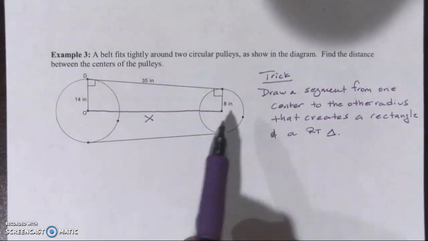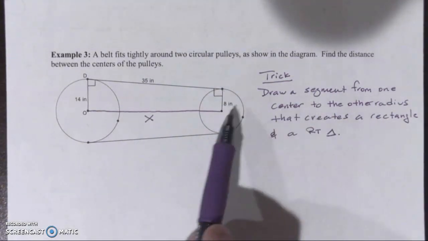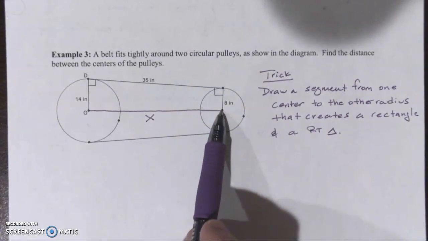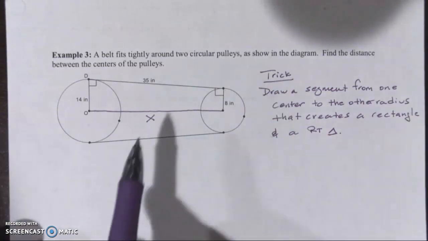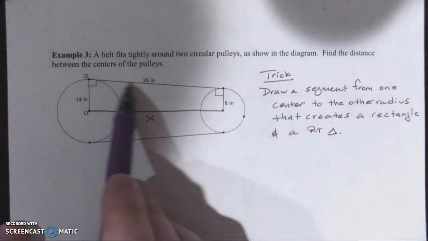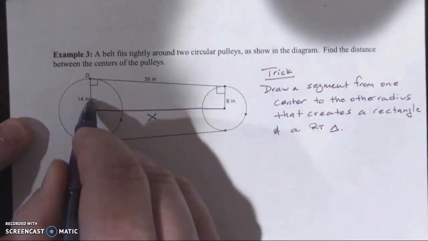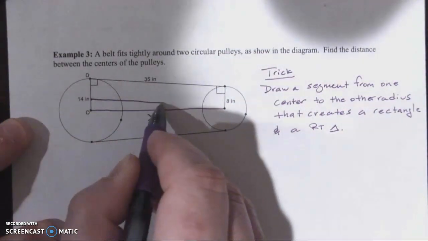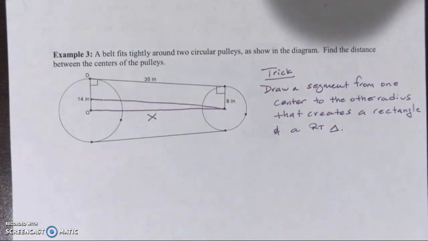In theory, what we want to do is draw that extra segment from the smaller pulley's center to the larger pulley's radius. We're going to draw a segment that's parallel to this one here. I'm going to freehand this a little bit. It's not bad. That's the trick there.